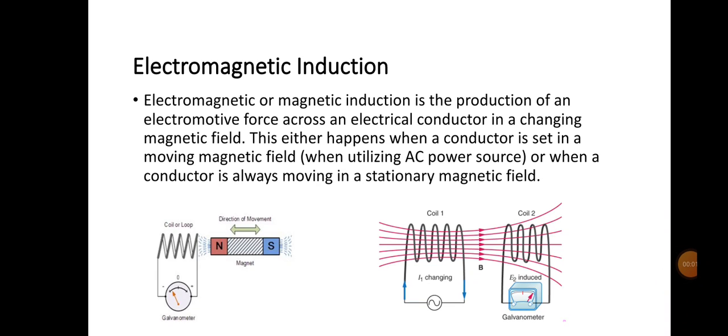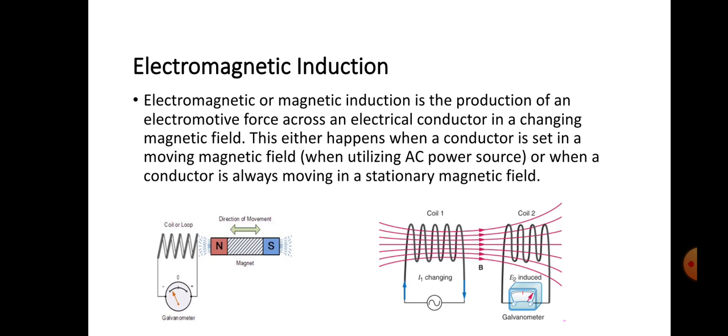Okay, in this video, we are looking at electromagnetic induction. Electromagnetic induction, or simply magnetic induction, is the production of electromotive force across an electrical conductor in a changing magnetic field. So we discovered that when the magnetic field is changing, current can be induced in a wire.